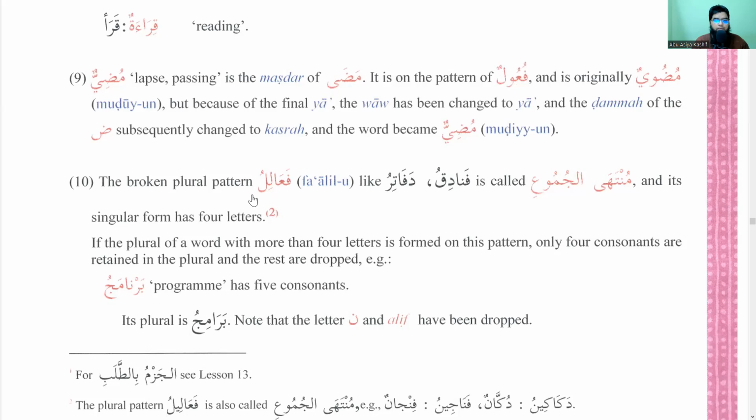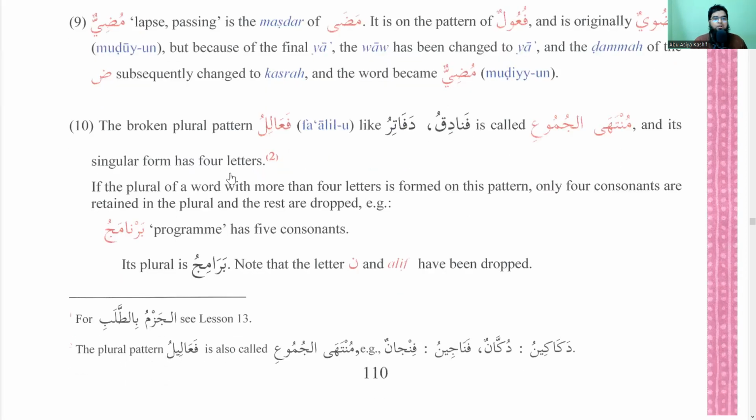The broken plural pattern of fa'alilu is dafatiru, fanadiqu is muntahal jumur. Next point, number 10 is muntahal jumur, and the singular form has 4 letters. If you count the letters, 1, 2, 3, 4, 5 letters. So if the singular is without the alif, daftar, the plural is dafatir. So why is it called muntahal jumur? That is the plural of plurals. It's the end of plural. You cannot make this word into a plural again, because some words you can have double plural, a plural and then another plural for that.